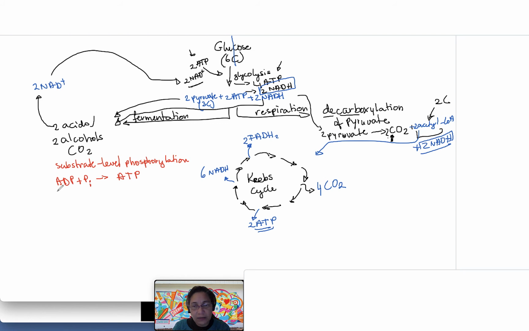You don't have to know this abbreviation, but ADP stands for adenosine diphosphate, which is adenosine with 2 phosphates. And ATP is adenosine triphosphate, which means adenosine with 3 phosphates. So we basically add another phosphate to it here. This step is called phosphorylation, and substrate-level phosphorylation is the mechanism by which we make ATP in glycolysis and the Krebs cycle.